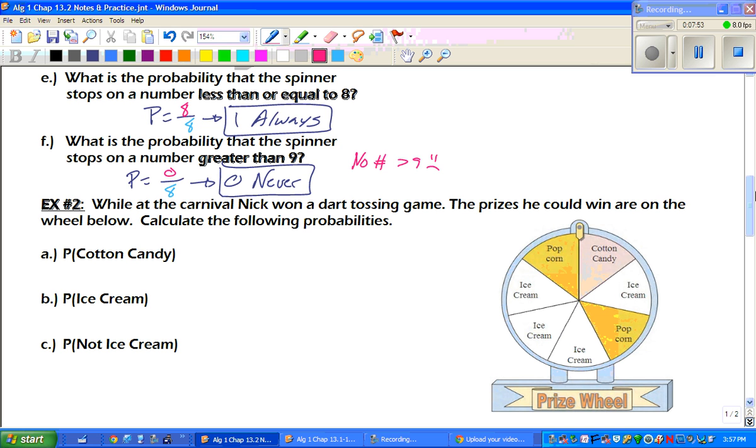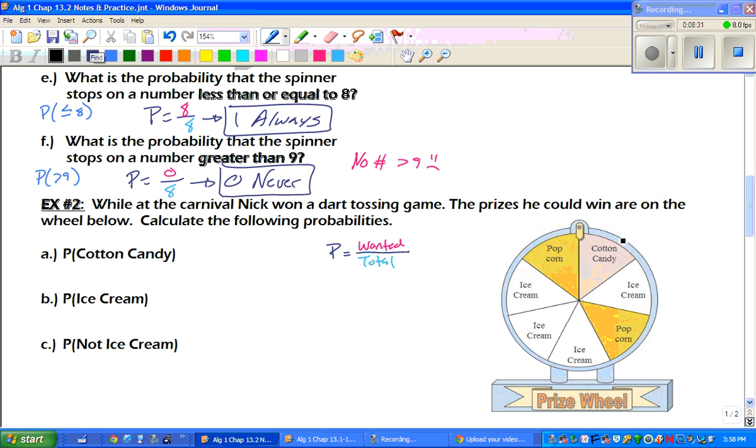Calculate the following probabilities. Okay, so whenever we're writing the probability, you're always going to see P and then what we're looking for. We could have gone back and written that, say, hey, we're looking for the probability of a number that's greater than 9, or a probability of a number that is less than or equal to 8. Okay, that's how we would have written that. So remember that when we're doing this, that's your wanted over your total.